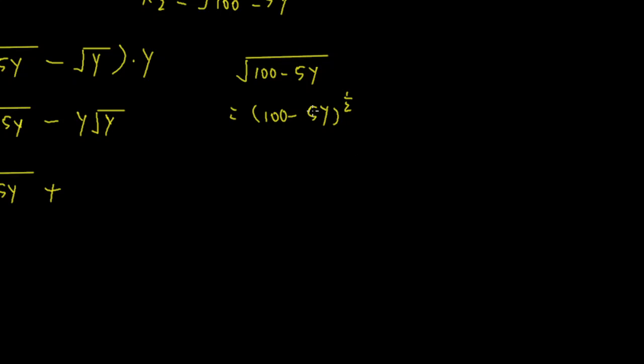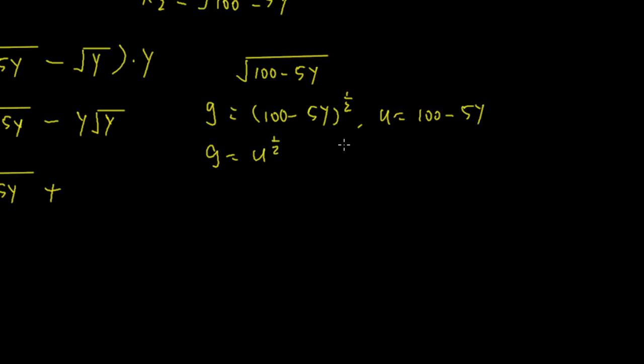It's a function inside another function to the power 1/2. Okay, so let's do it that way. Let g equal this function, and I will let u equal, let's say, 100 minus 5y. Then g is basically equal to u to the power 1/2, right? Because now u is equal to 100 minus 5y.